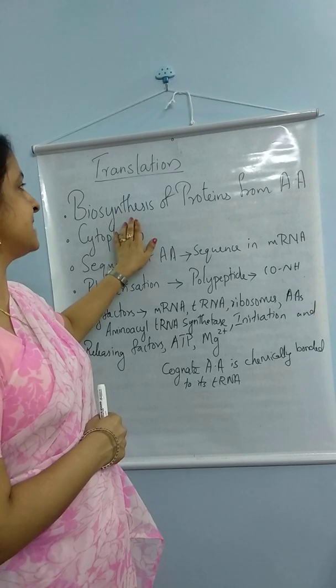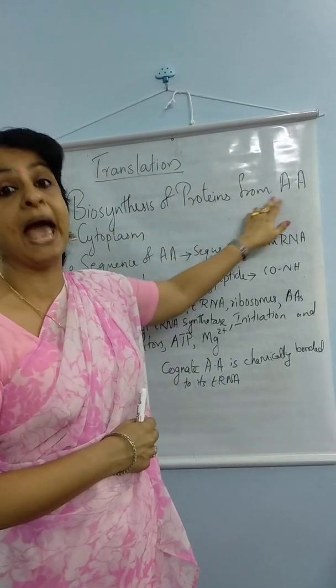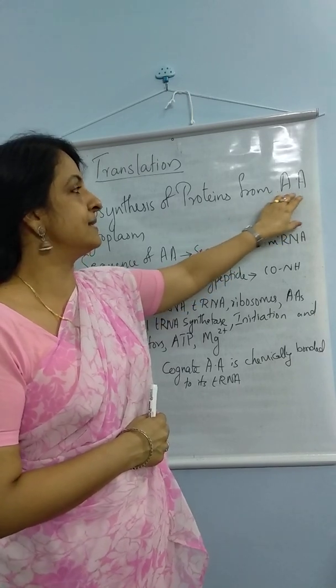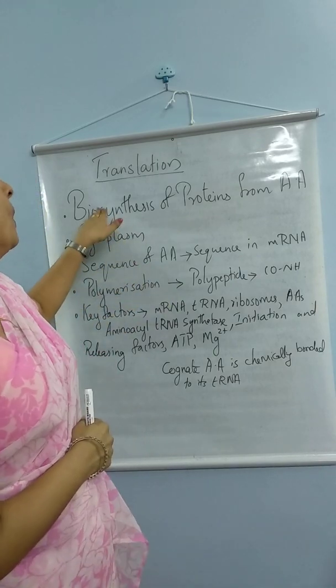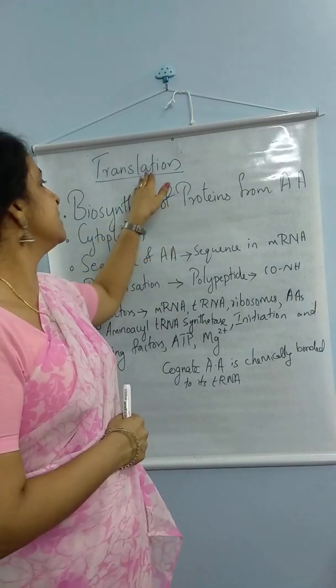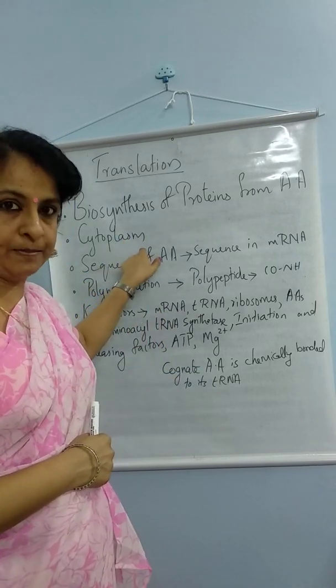In other words, we can say that it's a process of biosynthesis of proteins from amino acids. This abbreviation is not an accepted one I have written, but you should not write it for the exam. So, biosynthesis of proteins is called translation. Where does it happen in eukaryotes? It happens in the cytoplasm.